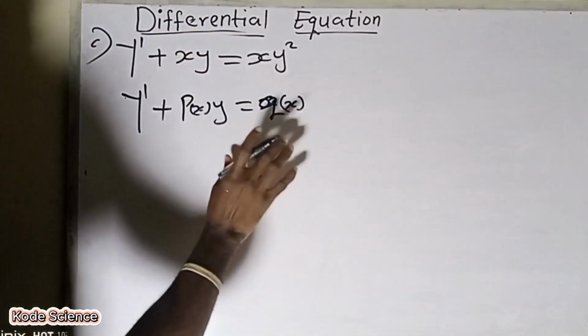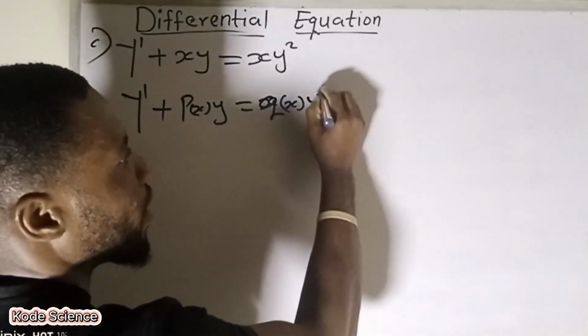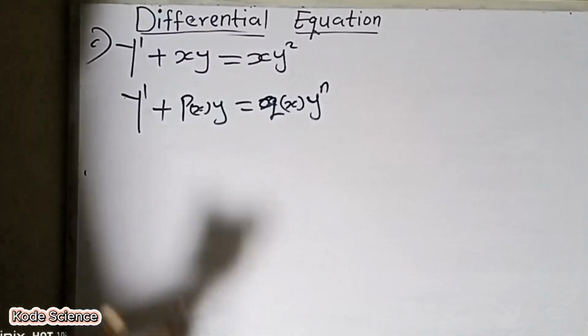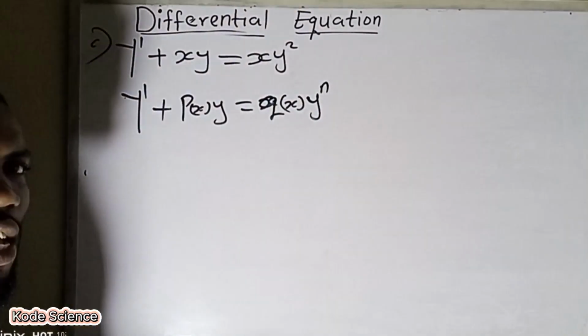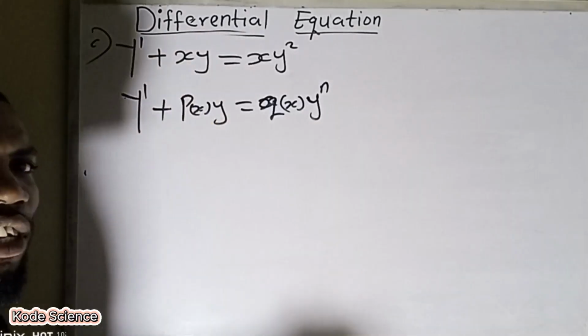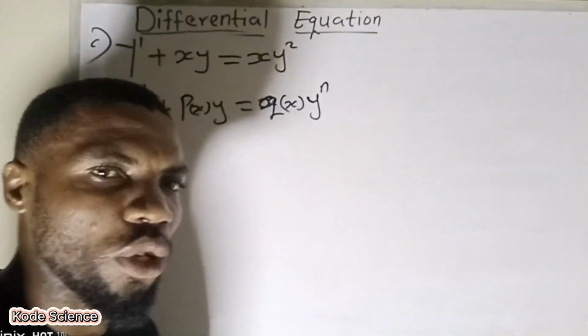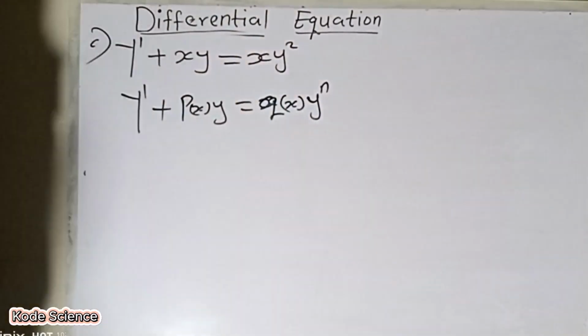Now, this is a linear differential equation, but in the Bernoulli differential equation, there is y raised to the power of n, meaning this particular equation is a Bernoulli differential equation. So, since it's a Bernoulli differential equation, we are going to reduce it to a linear differential equation. And how do we reduce that to a linear differential equation?